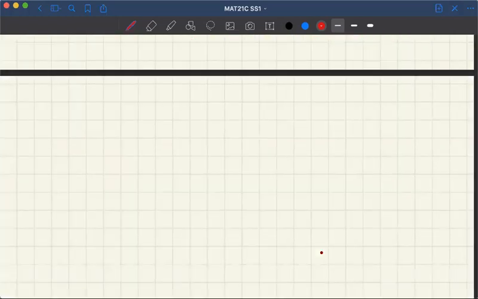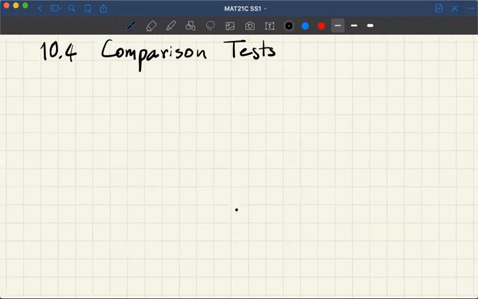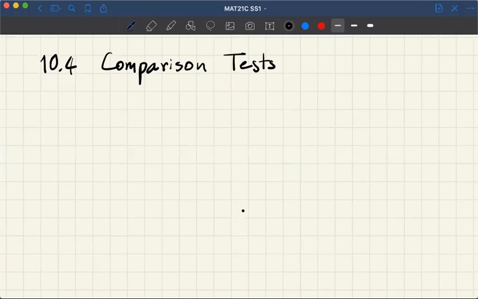Okay, let's move on to another topic here. Now we get to another topic. It's 10.4. The comparison test. Let me just say the theorem. How about that? Theorem.